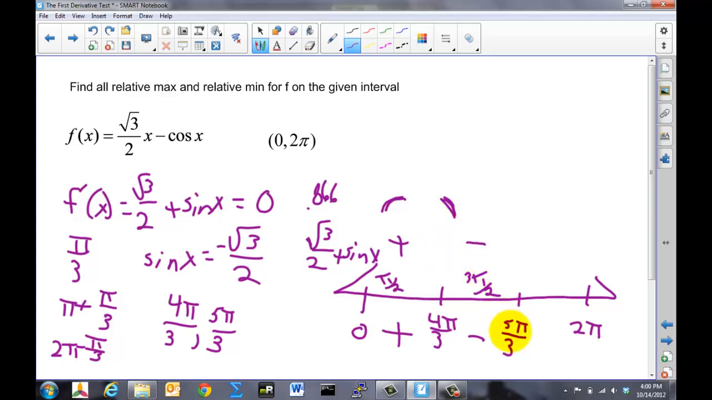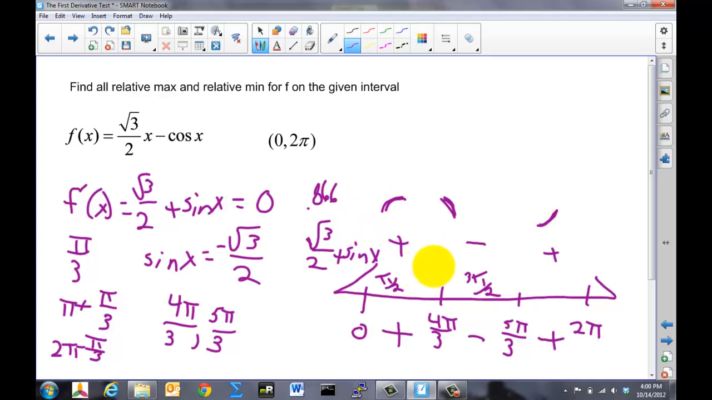All right? And then when we get to 5 pi over 3, we know that it's at 0 again. What else is going on out here? Let's pick a number larger than 5 pi over 3 to put in here. Maybe 2 pi itself even, okay? If we put 2 pi in here, 2 pi would give us a sine of 0. So root 3 over 2 plus 0 makes this a positive number. So that means our function's going up here.